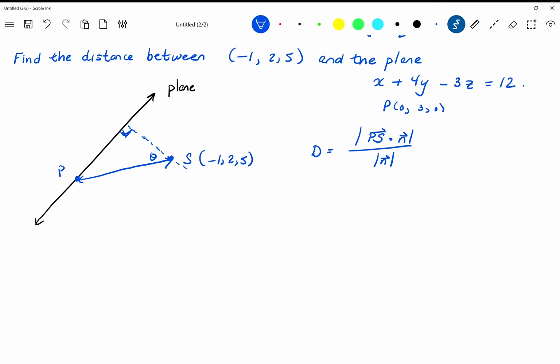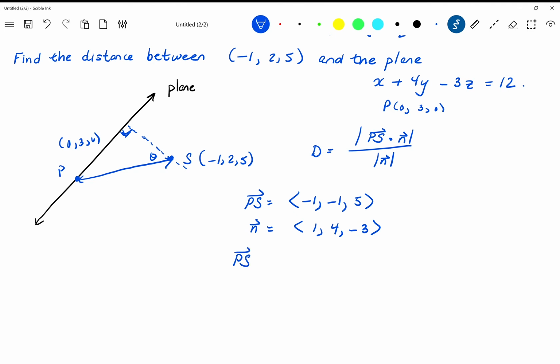So let's find vector PS. If we're going from P to S, P is the point 0, 3, 0. So we're going from 0 to -1, so that's -1. We're going from 3 to 2, so that's again a -1. And we're going from 0 to 5, so that's a 5. So vector PS is -1, -1, 5. The normal vector to our plane comes from the coefficients of x, y, and z in the plane, so that is 1, 4, -3.